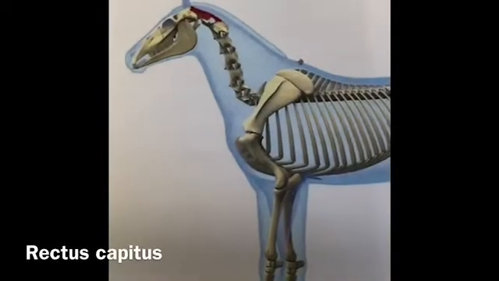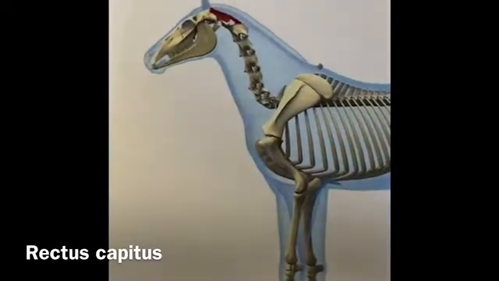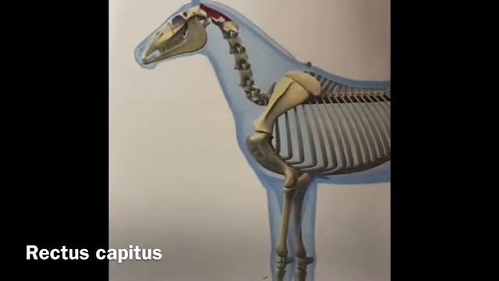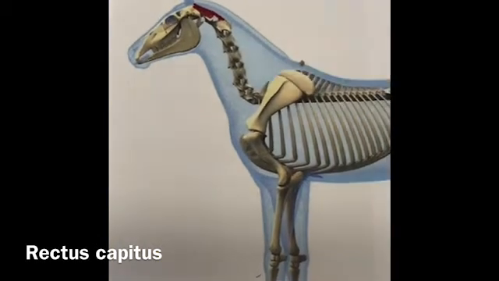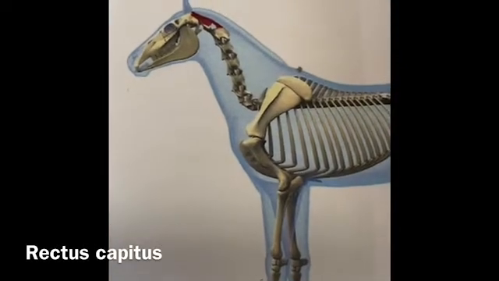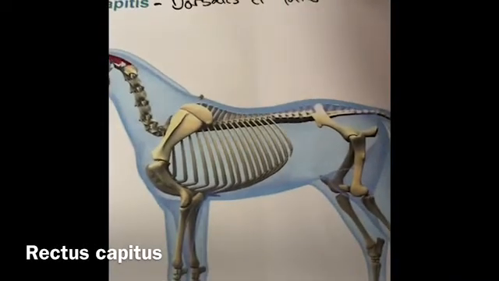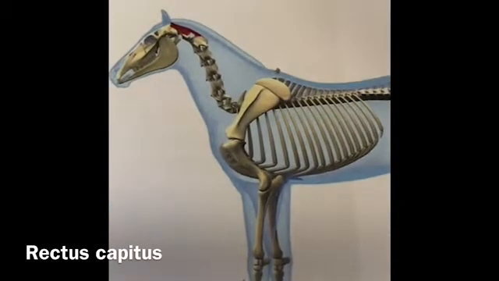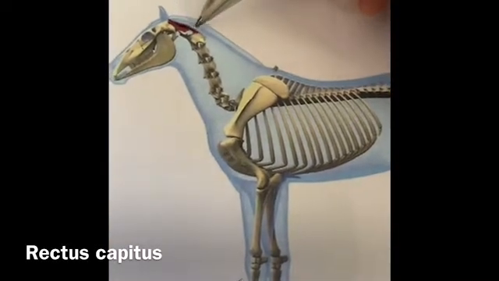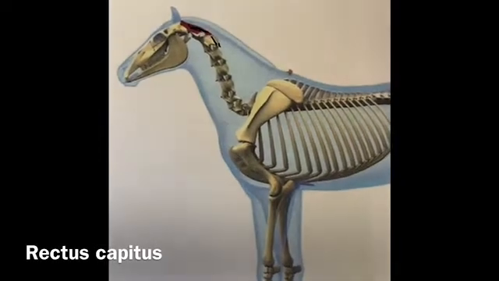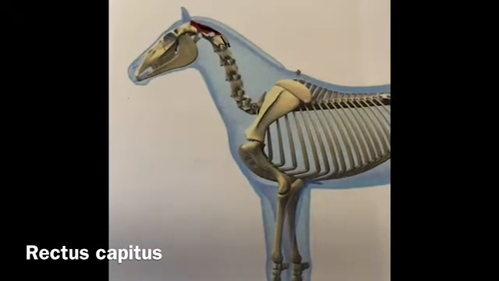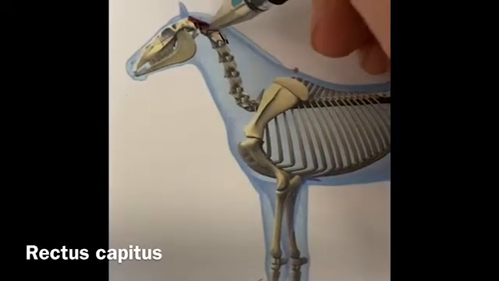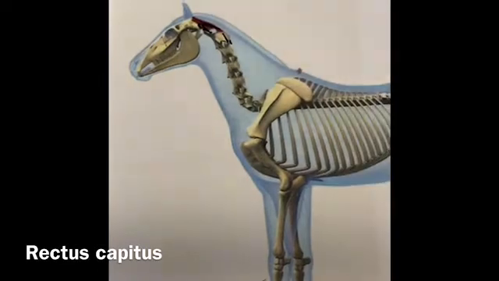So now we have the rectus capitis. So there's two, dorsalis and lateralis. My writing is terrible. So dorsalis originates on the axis and the atlas. So that's our first two cervical vertebrae. And lateralis originates on the ventral arch of the atlas. So that's the ventral arch of the first cervical vertebrae.